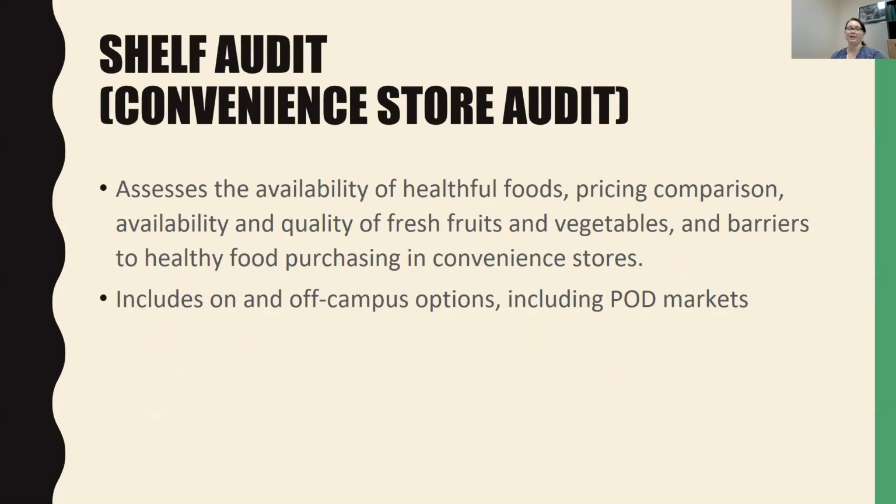The shelf audit is also what I call the convenience store audit. Similar concept is what we're looking for, availability and access to healthy food items around the school, and maybe pricing comparison is a big one there. It does include on and off campus options, so sometimes there are stores, like for example, Career Magnet is very much associated with the Pellissippi campus at Hardin Valley. They have a store that they have access to.